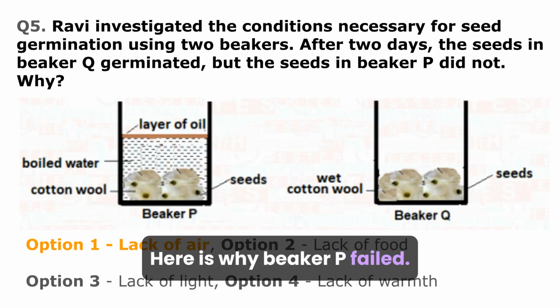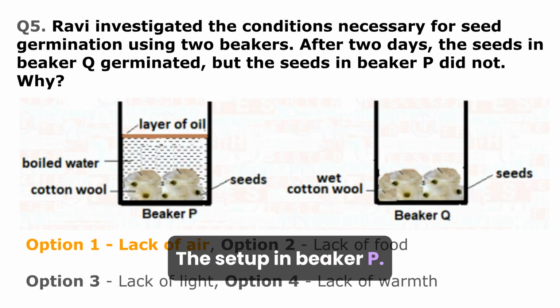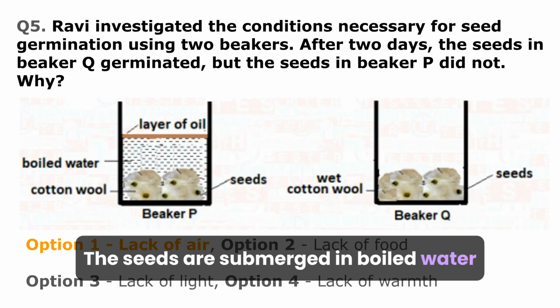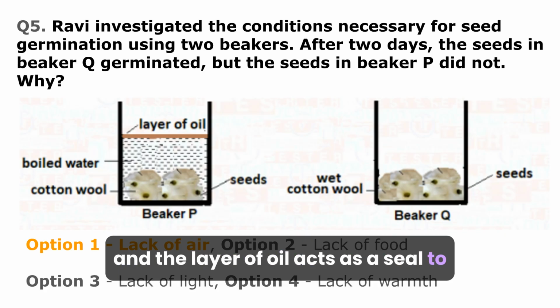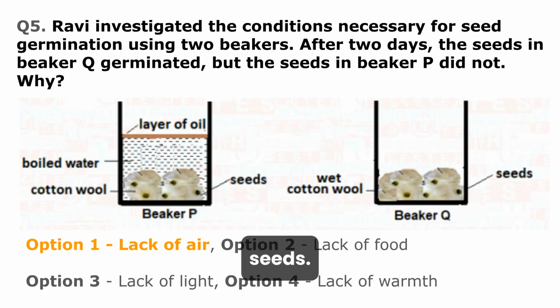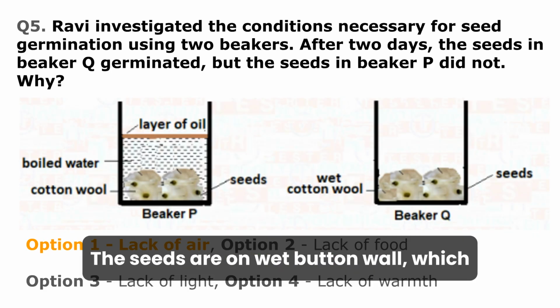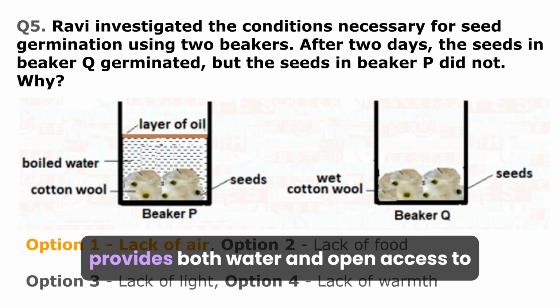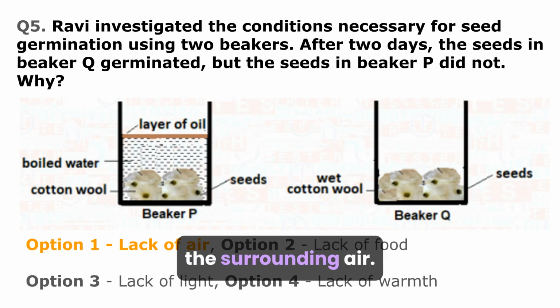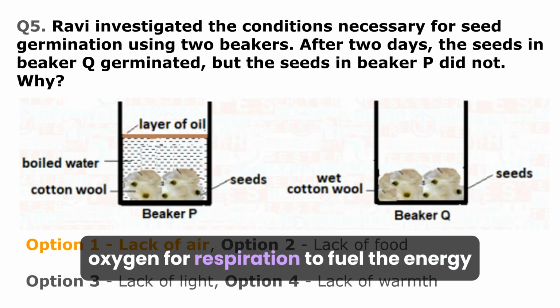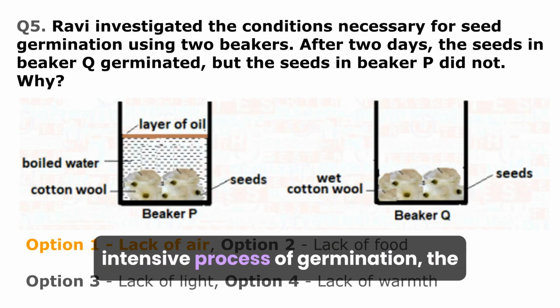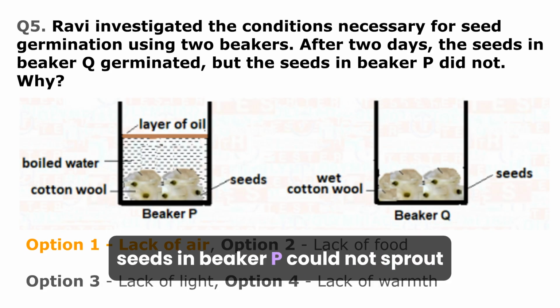Here is why beaker P failed. The setup in beaker P. The seeds are submerged in boiled water and covered with a layer of oil. Boiling water removes dissolved oxygen, and the layer of oil acts as a seal to prevent any new air from reaching the seeds. The setup in beaker Q. The seeds are on wet cotton wool, which provides both water and open access to the surrounding air. Since seeds require air, specifically oxygen, for respiration to fuel the energy-intensive process of germination, the seeds in beaker P could not sprout because they were deprived of air.